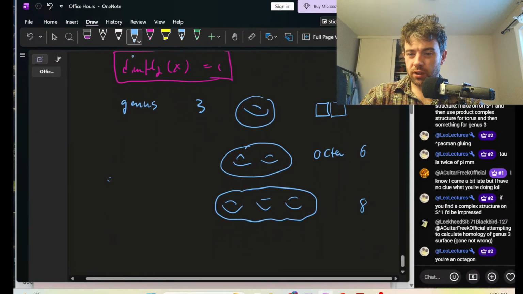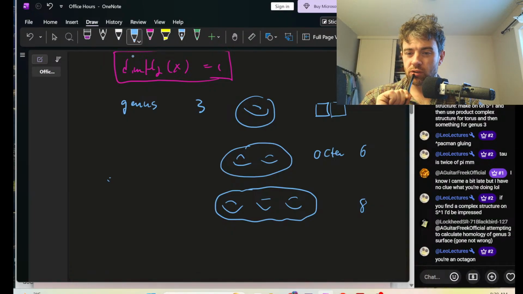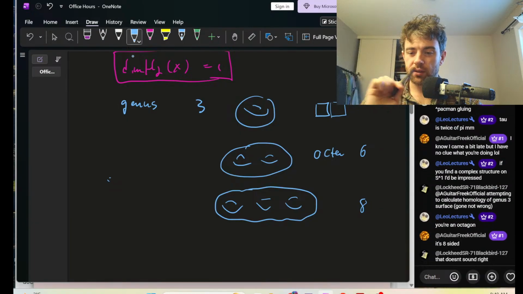If you found a complex structure on S1, you'd be impressed. What? Guitar Freak, I'm trying to just redo this computation. Oh yeah, Locke already said in chat. Yeah, it's eight-sided.